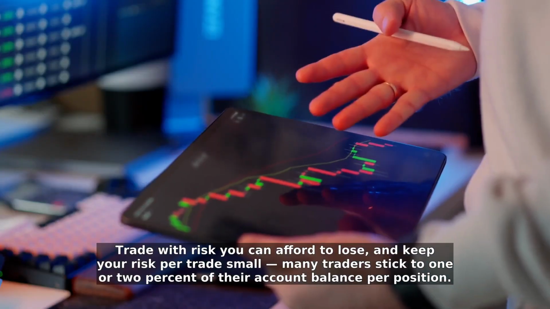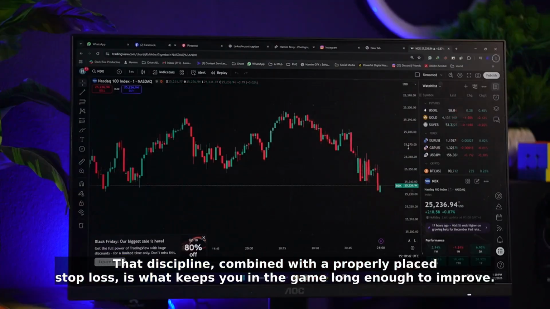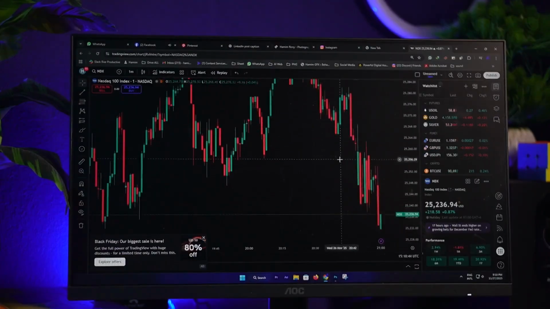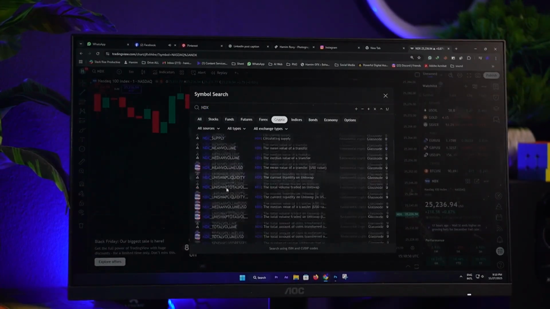On placement, do not set your stop too tight. Normal price movement will trigger it before your trade has a chance to develop. Base your stop on a technical level, support, resistance, a recent swing low or high, somewhere that tells you the trade idea is simply wrong if price gets there.